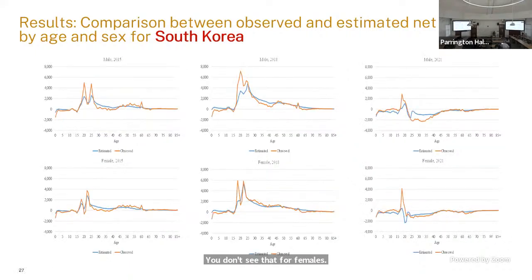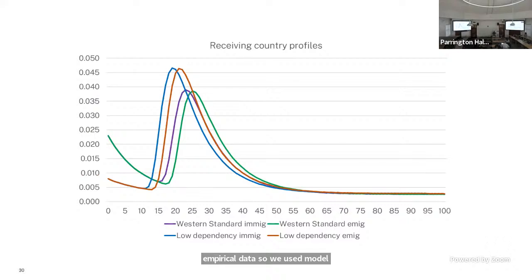And for Korea, it wasn't lined up quite as well as Sweden, but still very close. So it was way better than I expected. Where the blue is the estimated and observed. So I'm going to stop here for questions, but we were encouraged by this. We then expanded it to apply to all countries in the world. We didn't have empirical data, so we used model schedules where we had to make decisions on whether we expect immigration to be younger than emigration or vice versa.